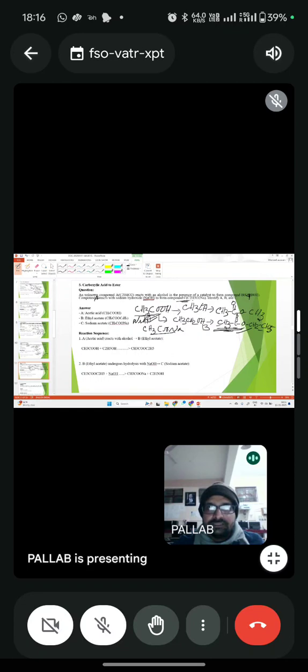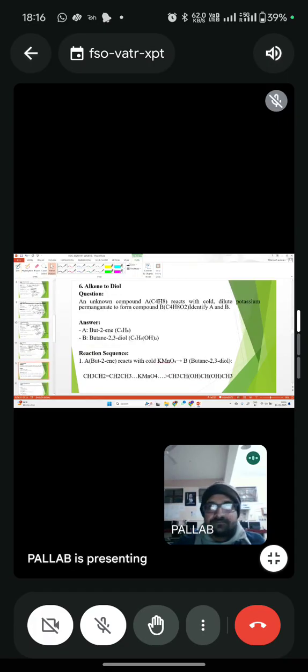So this is our compound C. Hopefully, my dear students, you understand this question. Here you see 2 C, 3 hydrogen, 2 O and 1 Na. Okay, let's move to the next slide.